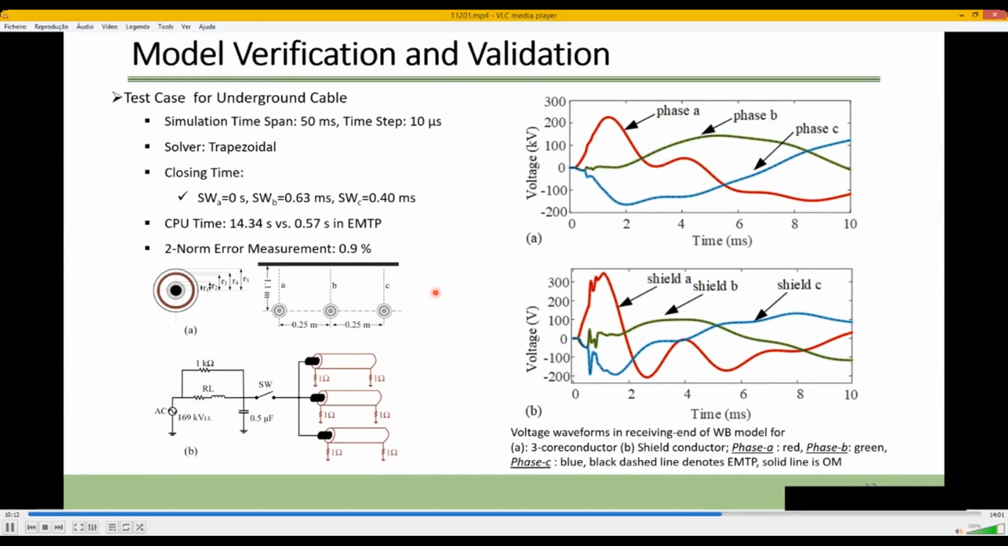In this case study, a 6 conductors 3-phase cable has been simulated. The data of the test are found in EMT examples. Each pole of the switch is closed at a specific time. The voltage curves for conductors and shields at the receiving end of the cable are found here. The dashed black line denotes EMTP results. It's observed that the Modelica curves stick to the EMTP bounds exactly. I draw your attention to the CPU time and the relative error norm, which is found here.